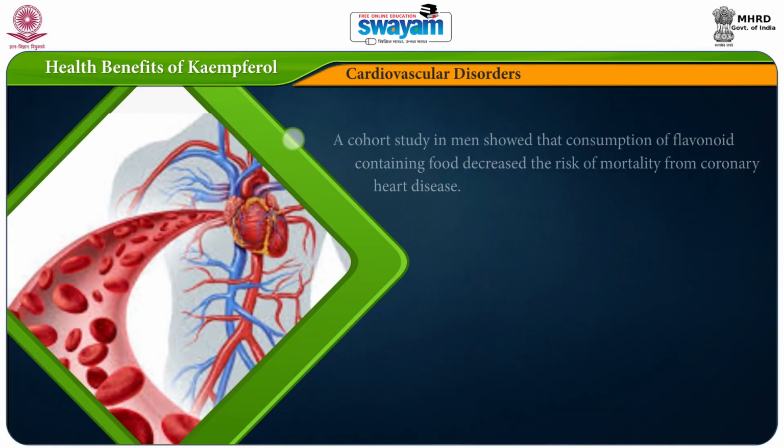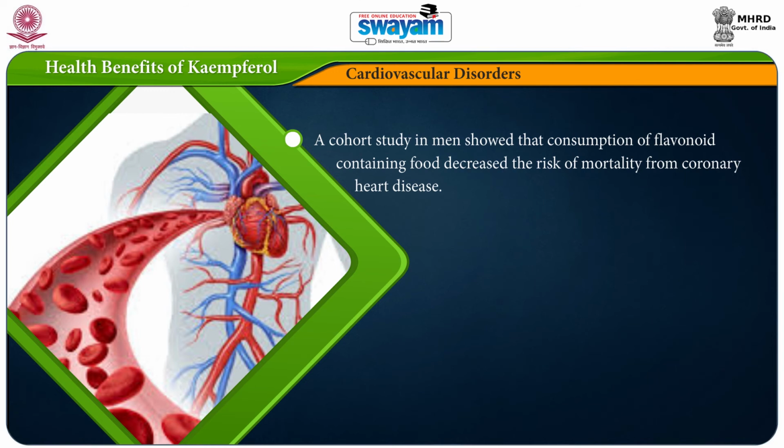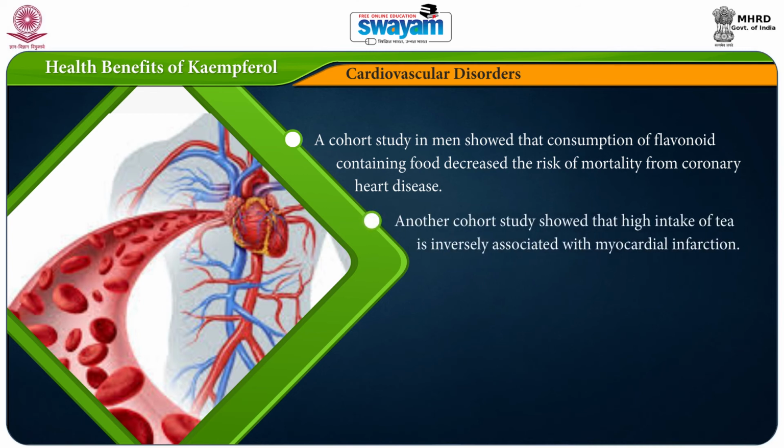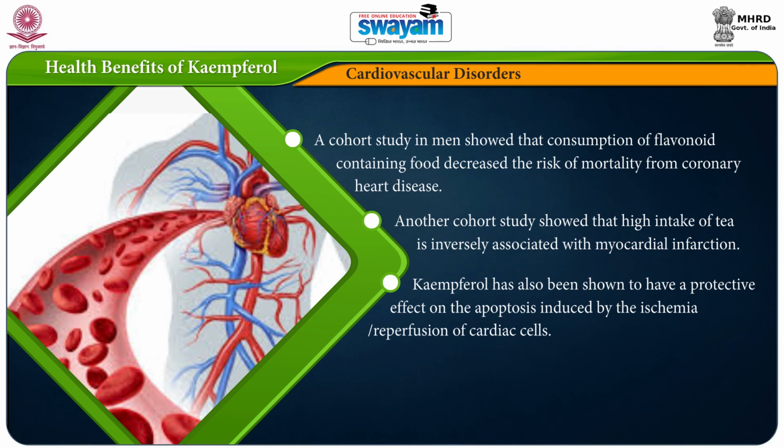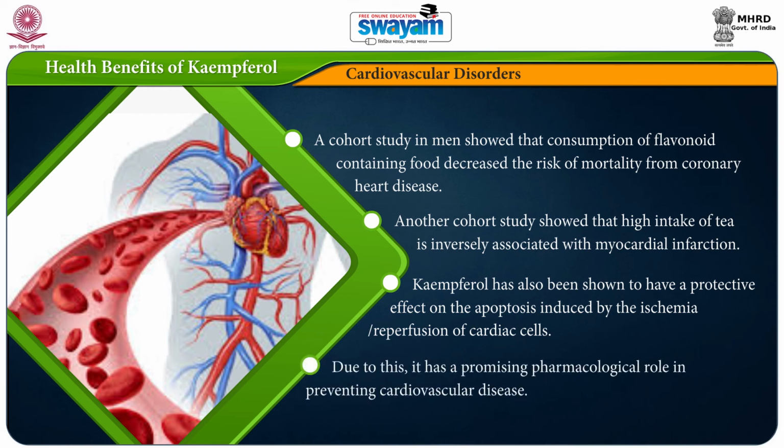Cardiovascular disorders. A cohort study in men showed that consumption of flavonoid-containing food decreased the risk of mortality from coronary heart disease. Another cohort study showed that high intake of tea is inversely associated with myocardial infarction. Kaempferol has also been shown to have a protective effect on the apoptosis induced by ischemia-reperfusion of cardiac cells. Due to this, it has a promising pharmacological role in preventing cardiovascular disease.